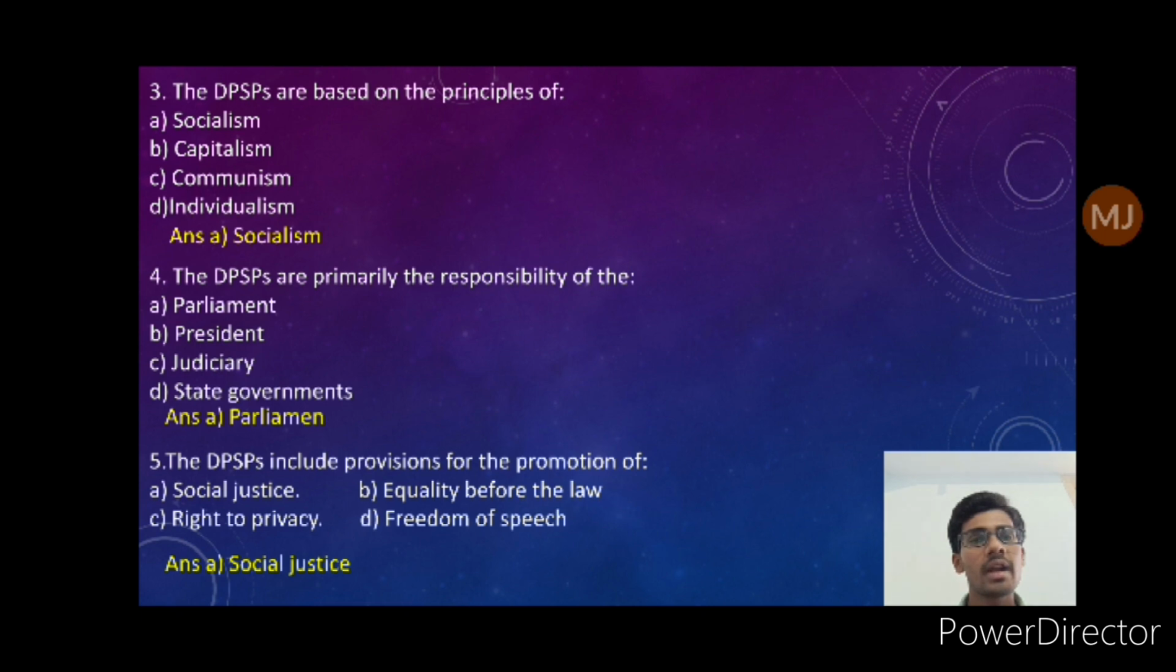Next question, the directive principles of state policy are based on the principles of option A, socialism. Option B, capitalism. Option C, communalism. Option D, individualism. Answer is option A, socialism.